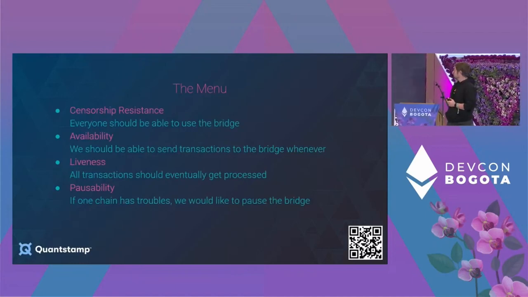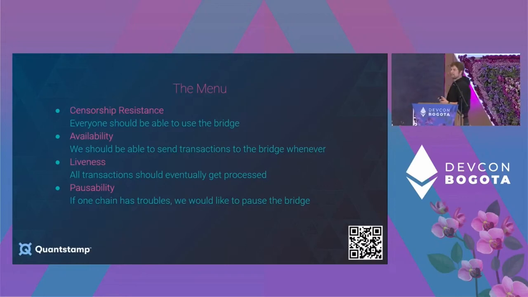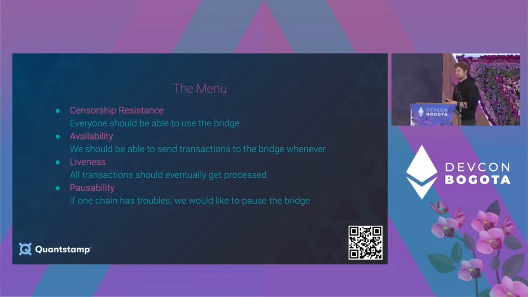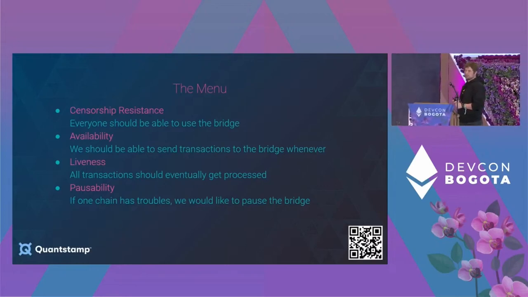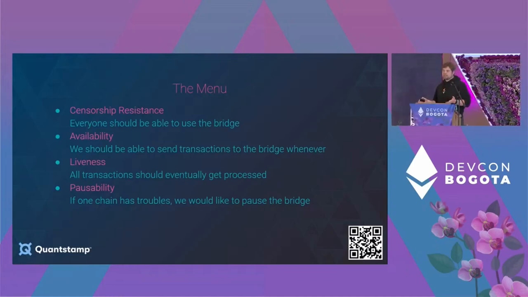Then what we long for in general in the Web3 space is censorship resistance. That means that anybody should be able to use the bridge. Then we certainly also want availability, meaning that it doesn't matter whether it's 10 a.m. or 10 p.m. or 1 a.m.